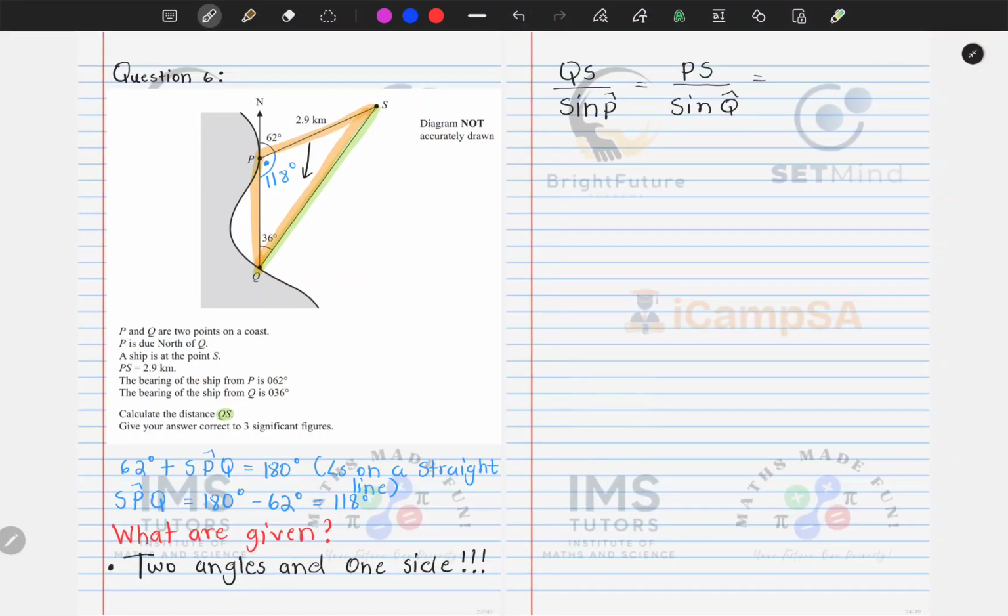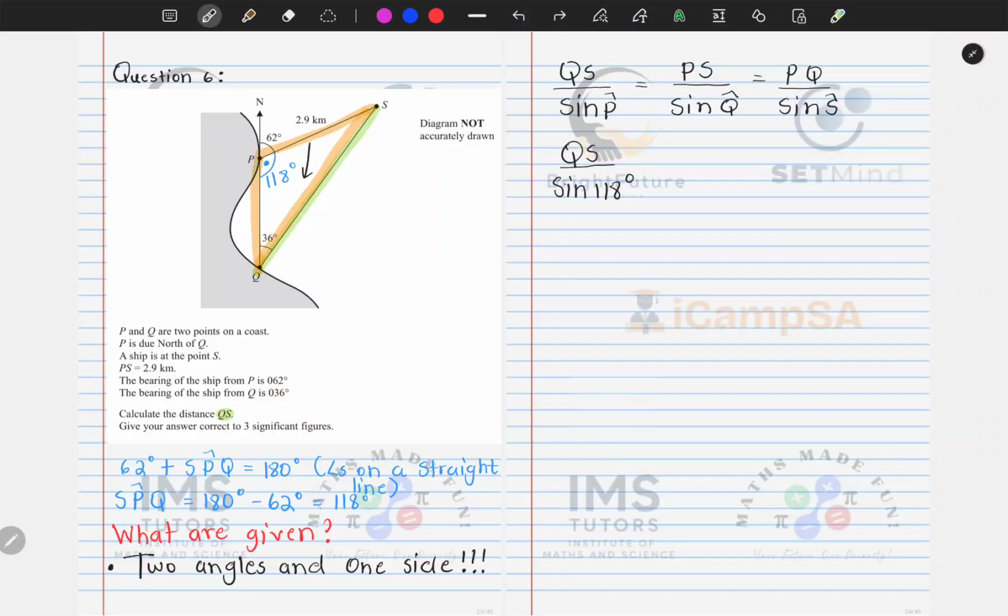And then the next one will be PQ divided by, if you look at PQ, it is opposite angle S, so that would be sine of angle S. So let's go ahead and deal with the QS. So QS will be divided by sine of angle P, which happens to be 118.